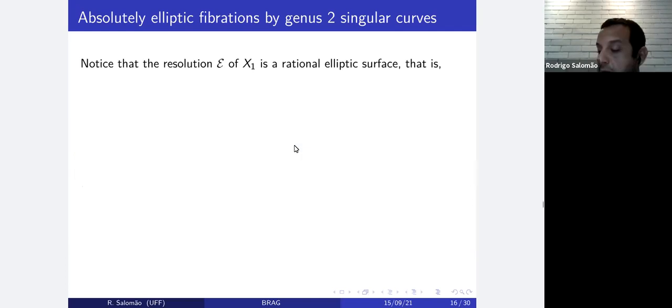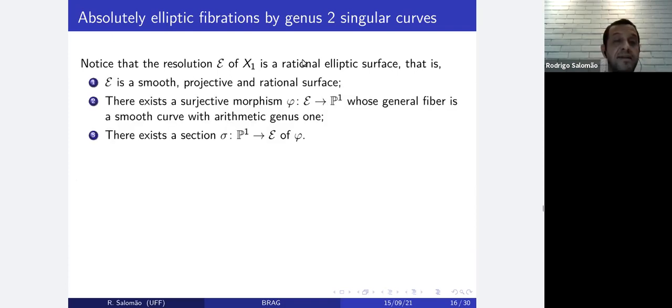In this way, after that, I have only one more result to highlight here, and for this purpose, I will observe to you that the resolution of the rational surface X1 appearing in Shimada's process is a rational elliptic surface, which means that it is a smooth projective rational surface, and there exists a surjective morphism from E to the projective line with general fiber being a smooth curve of arithmetic genus 1, and this morphism has a section.